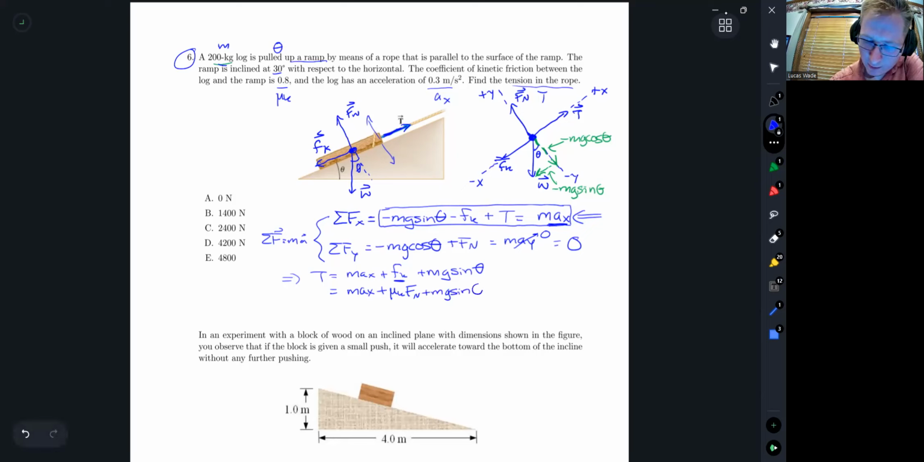That's that. Okay, so if we look at this now, we know the mass, it's 200 kilograms. We know the acceleration in the x direction, it's 0.3 meters per second squared. We know the coefficient of kinetic friction, the mass again, know the acceleration due to gravity, and know that angle theta. So the only thing we don't know is that normal force. How can we find it? Is it mg?